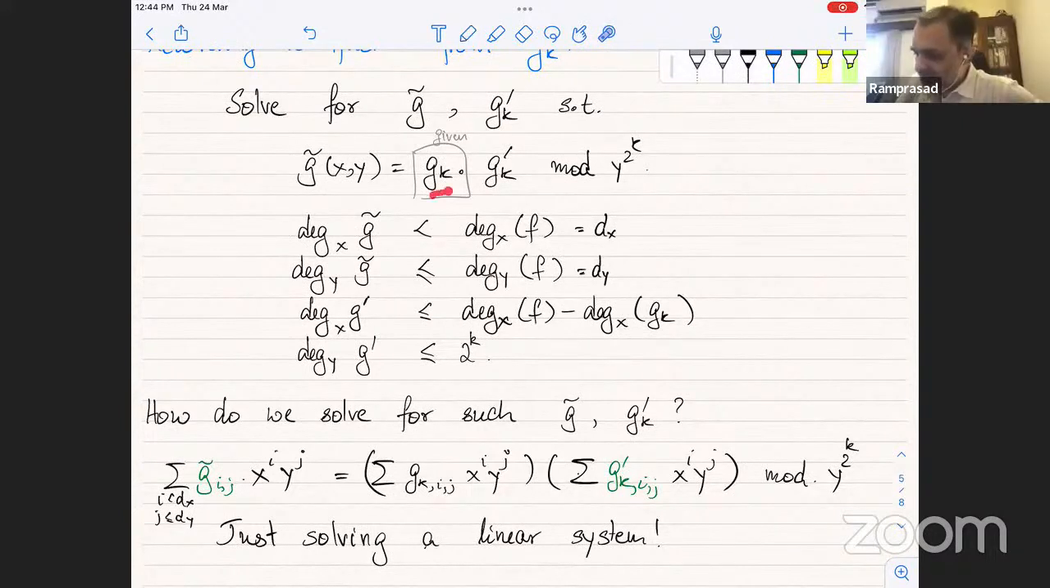The gk is unique, but what is unclear is g tilde and gk prime. In fact, they will actually not be unique. Once you see the proof, by the end of the lecture, you will realize that there are actually multiple choices of g tilde and gk prime. Morally speaking, we know one correct answer for g tilde and gk prime. But since we are just solving a system of linear equations, who knows what we are going to get? We'll end up with some g tilde and gk prime, but the hope is that it has enough information for us to figure out a factor of f.